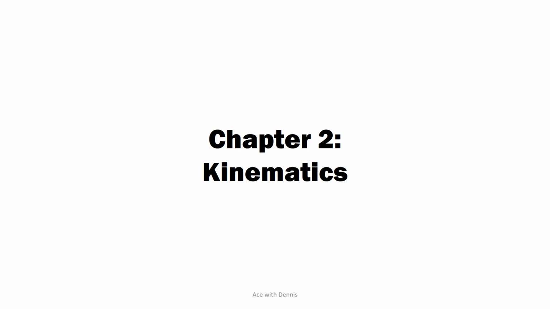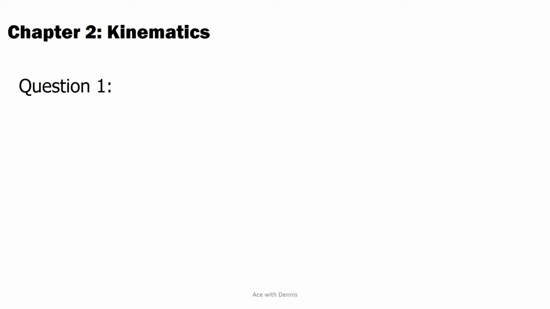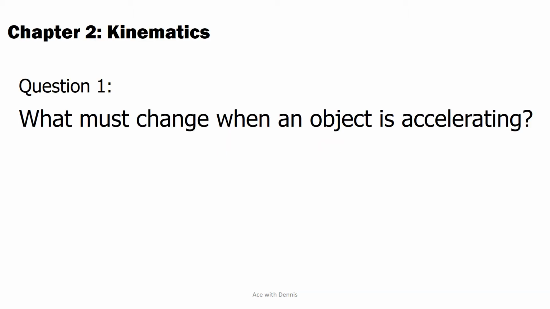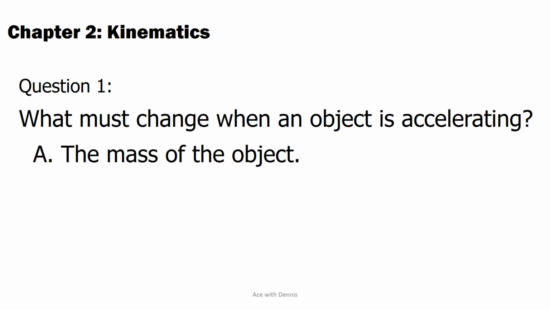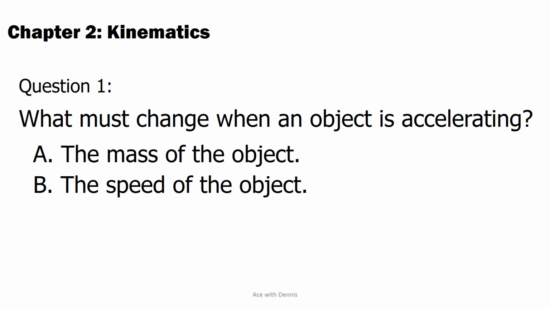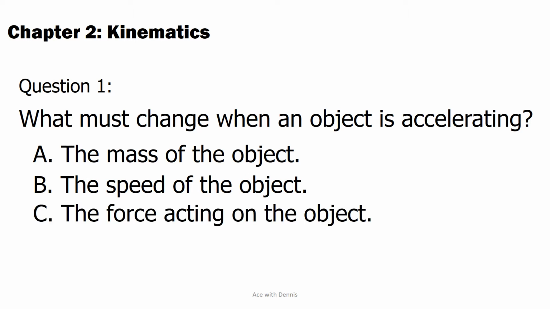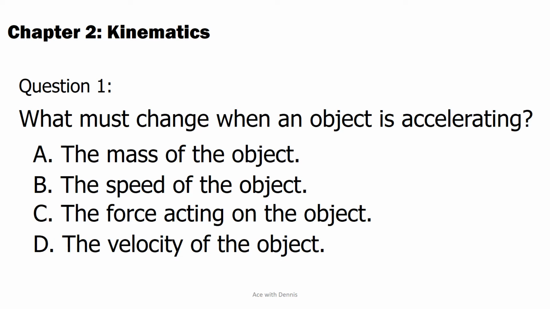Chapter 2, Kinematics. Question 1. What must change when an object is accelerating? A. The mass of the object. B. The speed of the object. C. The force acting on the object. D. The velocity of the object.